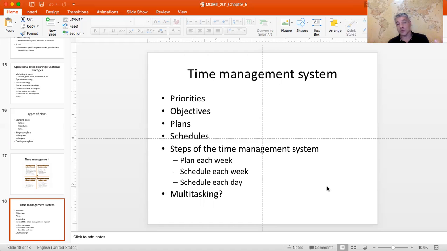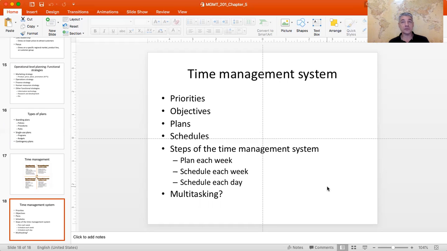And if there are multiple parties involved, making sure those schedules mesh together will require some effort. So work on that. And then you have to have some proper time management system. You have to plan each week, you have to schedule each week, and then you have to schedule each day. So it sounds kind of boring and maybe even scary and at times unnecessary, but I guarantee you, if you start doing that, your productivity will go up.